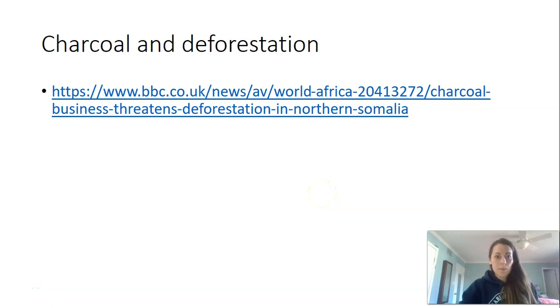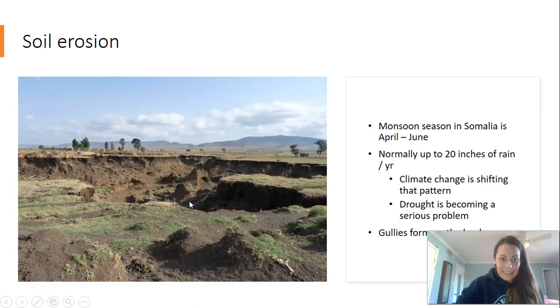Okay, so we're back and we're continuing to discuss the charcoal trade and its impact on the environment. We had mentioned a couple slides back about soil erosion and how serious of an impact that has on the environment. As you can see in this picture, this is an example of how serious soil erosion can be in arid environments like Somalia.